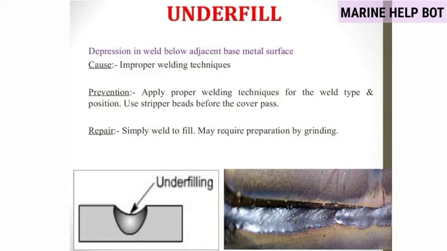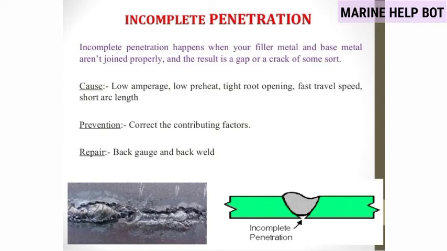Now moving towards our next defect, incomplete penetration. This happens when your filler metal and the base metal are not joined properly, and the result is a gap or a crack seen in the welding joint. From the image it is clear that there is a gap. In image 1 the gap is above, and in image 2 the gap is at the bottom. This is known as incomplete penetration. It is caused due to low amperage, low preheat, tight root opening, fast travel speed, short arc length. And the prevention is that we should follow the correct contributing factors at the time of welding.